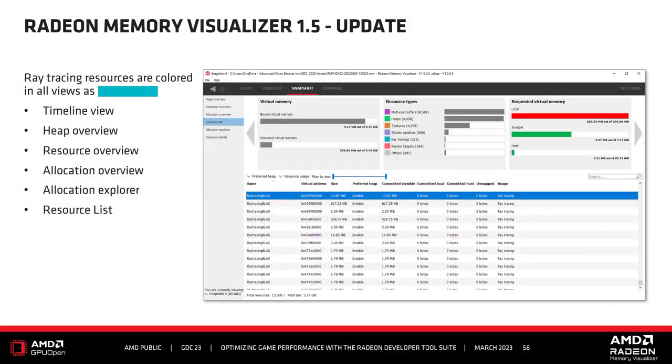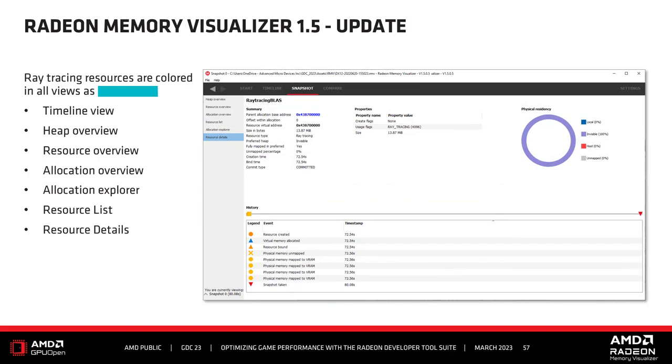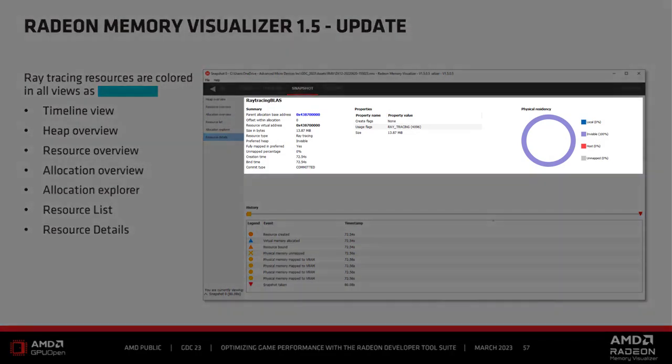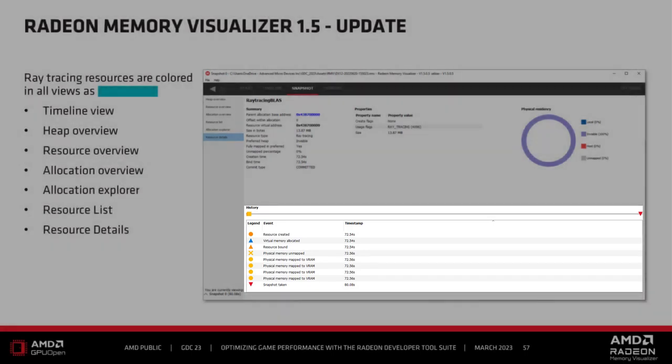The Resource List pane displays a list of all the resources present in the snapshot with some useful summaries in the charts at the top. Double-clicking on a resource opens it in the Resource Details pane, showing the detailed resource information in the top half and a timeline of lifecycle events in the bottom half.